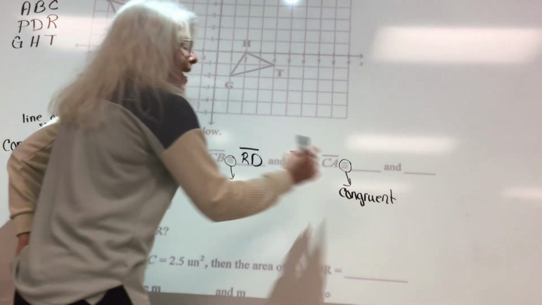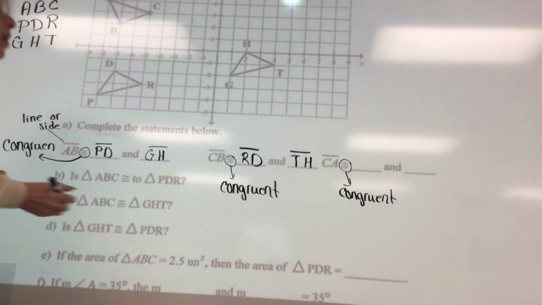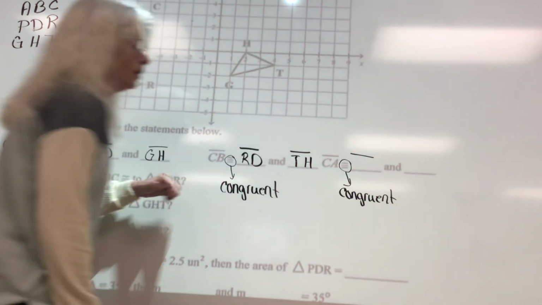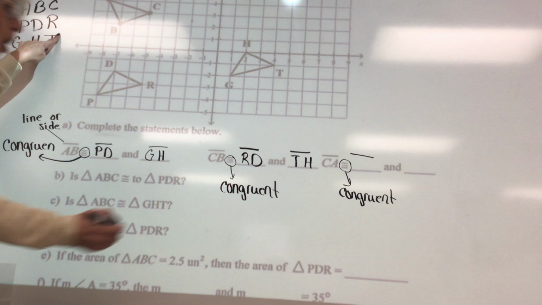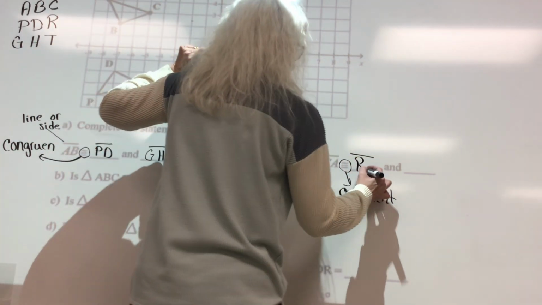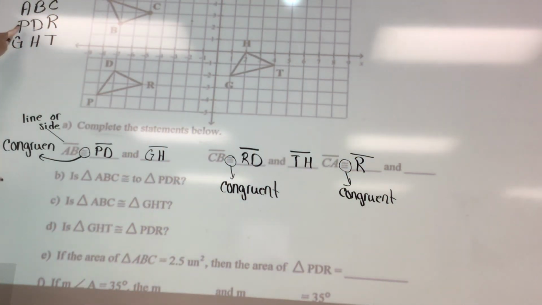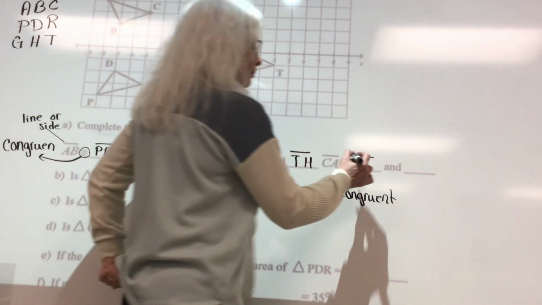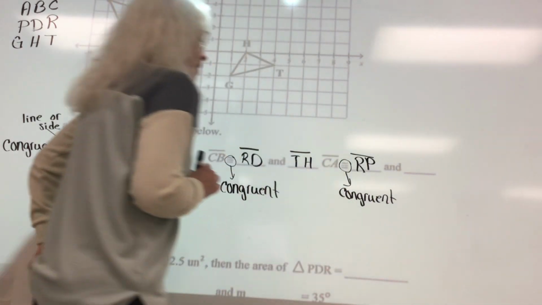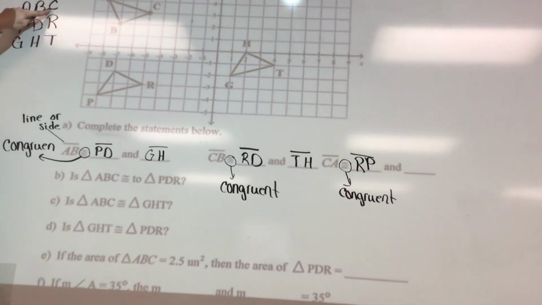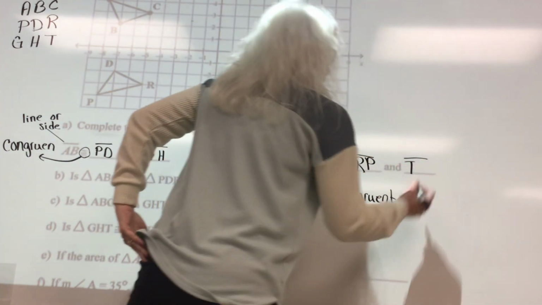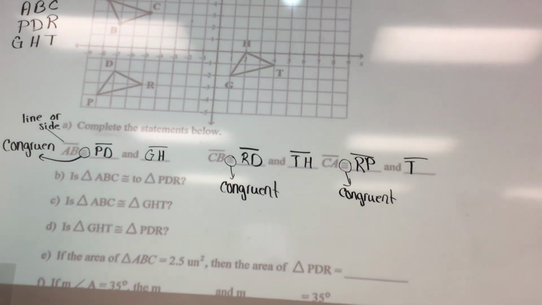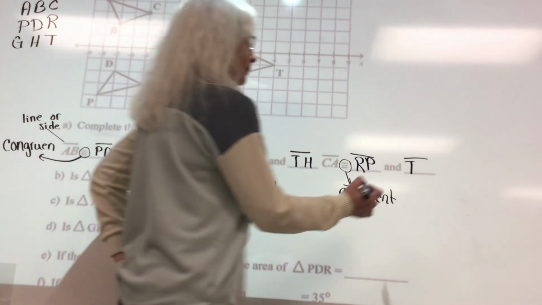So side CA is congruent to side... C corresponds to R. A corresponds to P. C also corresponds to T. And A also corresponds to G.